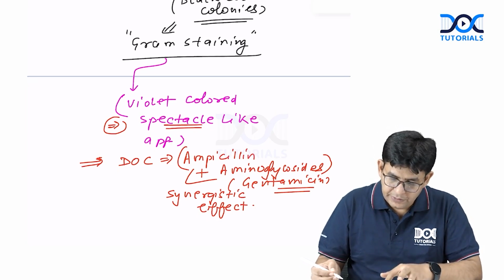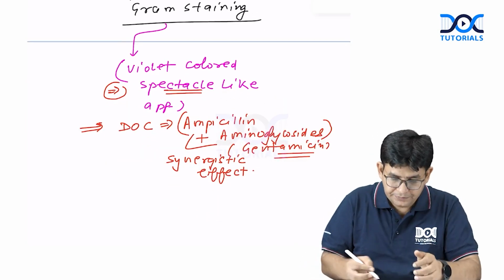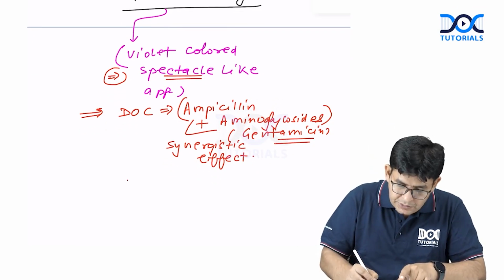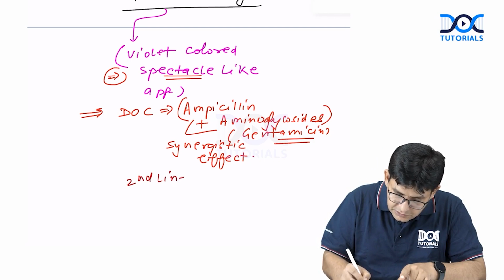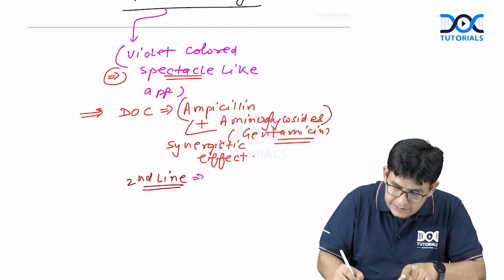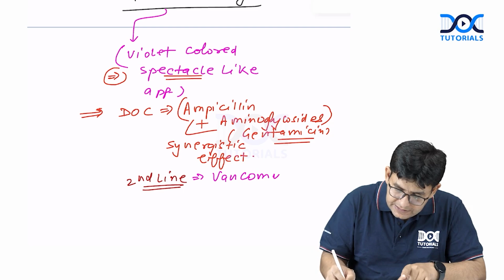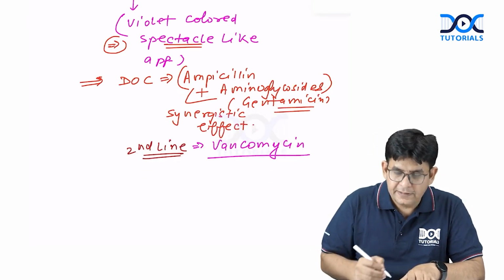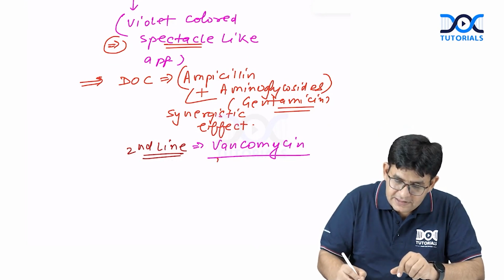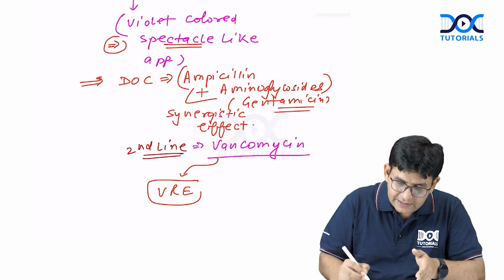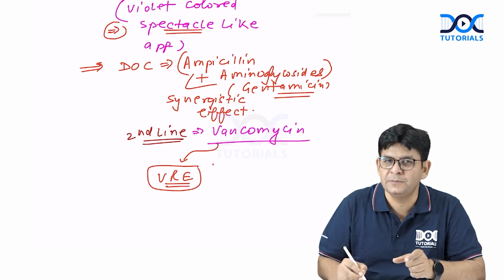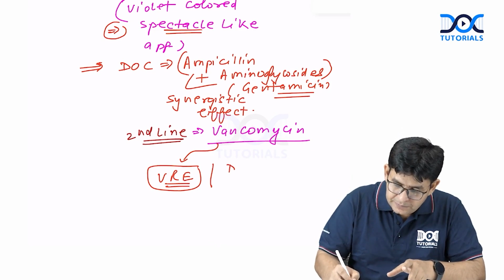Besides that, what else you need to know is that nowadays they have acquired resistance against this combination. So you should know what the second line drug is. The second line drug is vancomycin. And they are such notorious bacteria that they have started resistance against vancomycin also. And now they are termed as VRE. And how have they become VRE? They have brought a change in the cell wall structure. And what is the change in the cell wall structure?